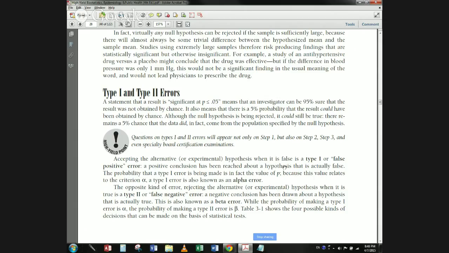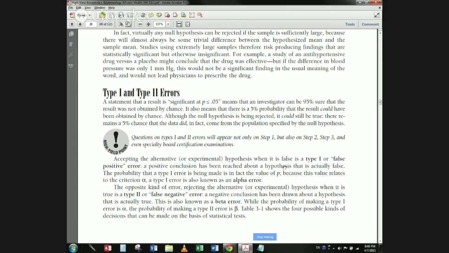Another high yield point, questions on type 1 and 2 errors will appear not only on step 1 but also on step 2 and step 3, and even specialty board certification examinations, so we'd best learn it cold.